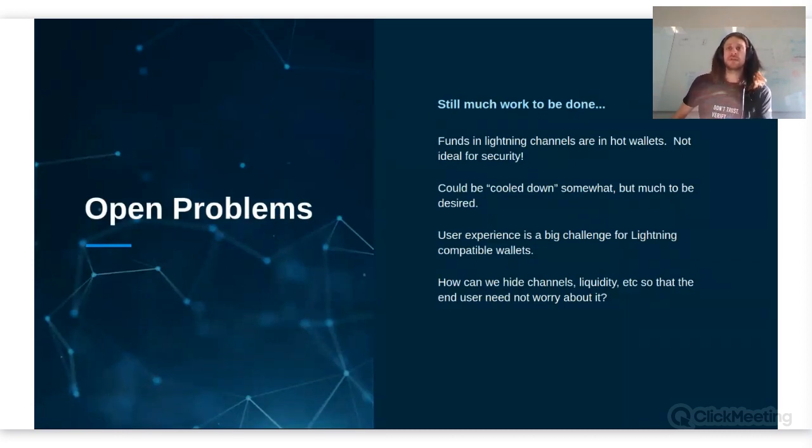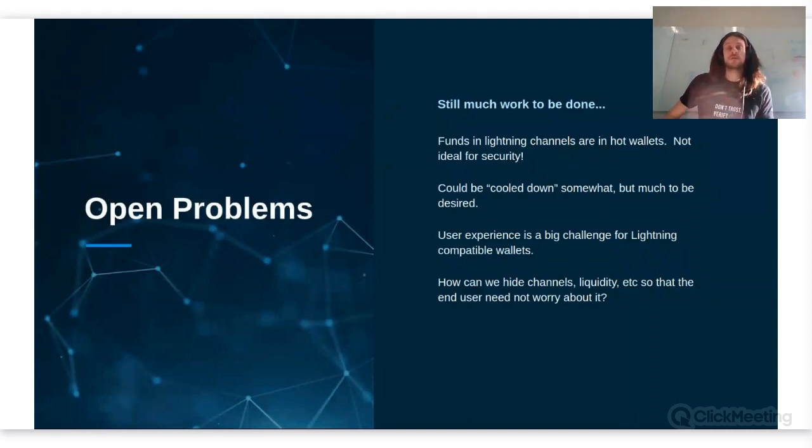But there's still some open problems. Other than those, Lightning channels are in hot wallets. That is, they need to remain online. That's not ideal for security. Almost all of the exchange hacks, for example, you hear about are from hot wallets. Cold storage is much, much safer. So that's a challenge. There are ways that people talk about cooling them down somewhat. You can get this middle ground between being completely offline and online, but it's still a challenge.